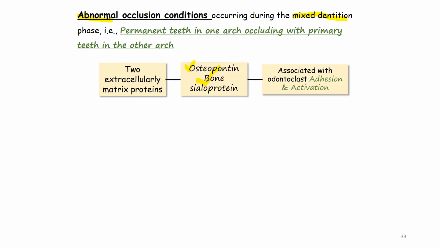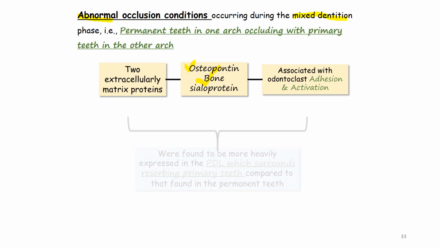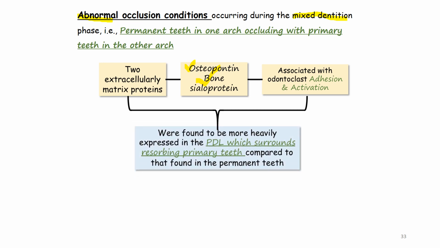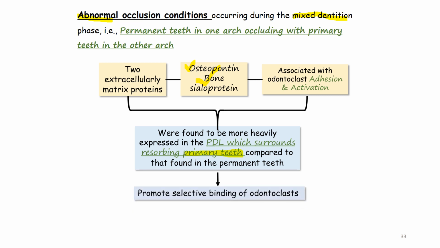They are associated with odontoclast adhesion and activation. And they were found to be heavily expressed in PDL cells that surround the primary teeth when compared to that of the permanent teeth. They promote selective binding of the odontoclasts, leading to the resorption of deciduous roots.